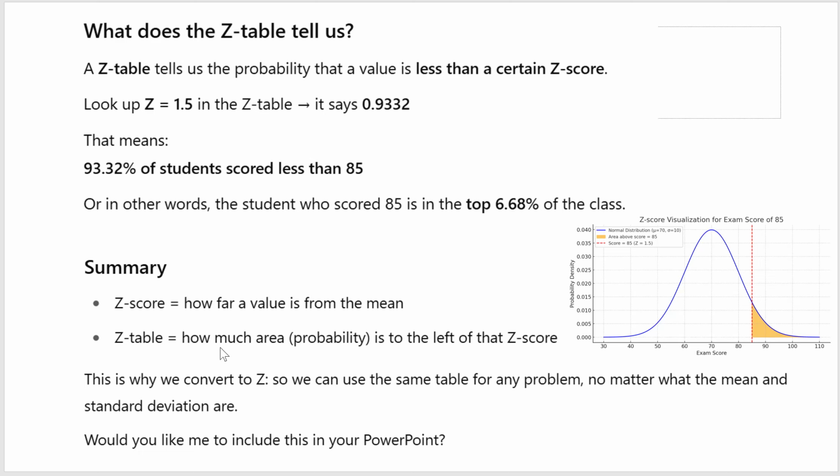So to summarize, z-score is how far a value is from the mean. It can be in the positive direction. It can also be in the negative direction.